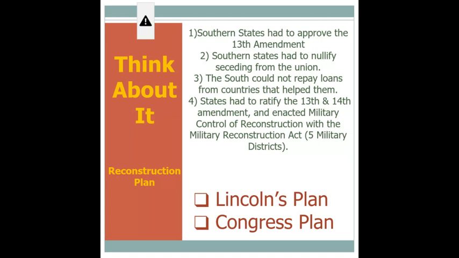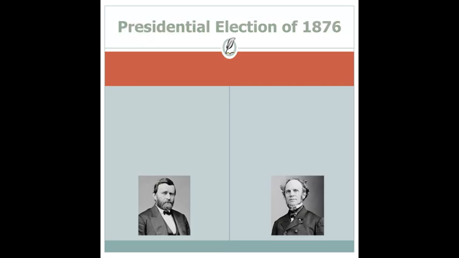And last but not least, there's going to be military control of Reconstruction with the Military Reconstruction Act, where the South is divided into 5 military districts. Obviously, this is way harsher than the one before, and we know Lincoln's was the lenient, so this has to be Congress's. So click and drag that arrow over to that.